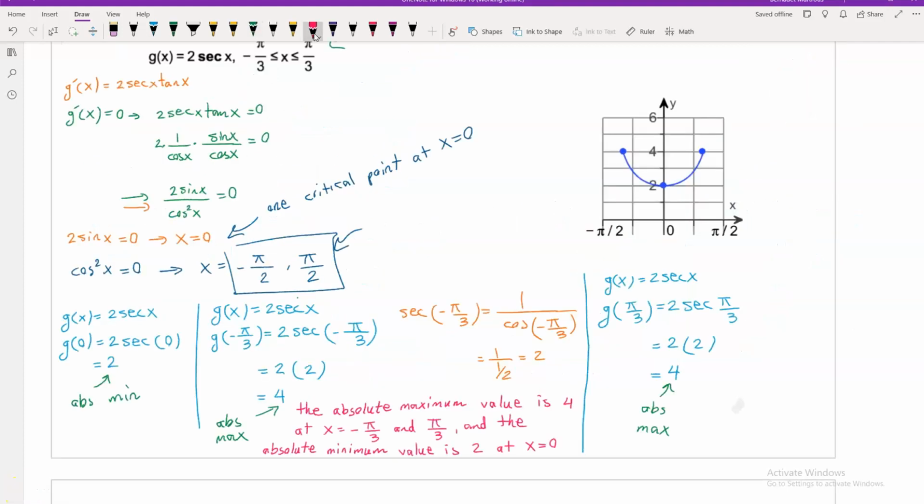Based on the points that we have for absolute minimum and absolute maximum, here is our graph. This point is the absolute minimum when x is equal to 0. G of x is 2. And these 2 points are the absolute maximum. When x is negative pi over 3, g of x is 4. And when x is pi over 3, g of x is 4. So this is our graph.